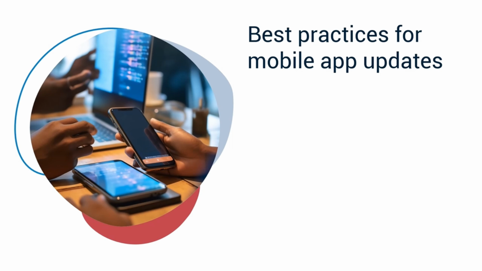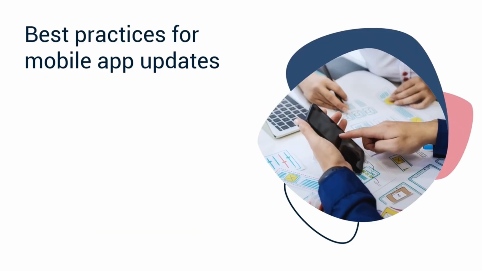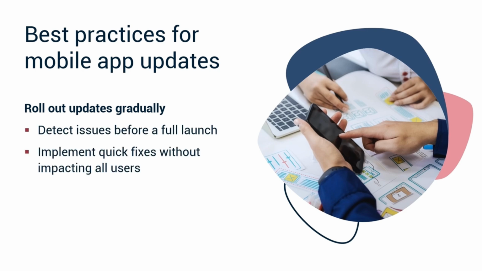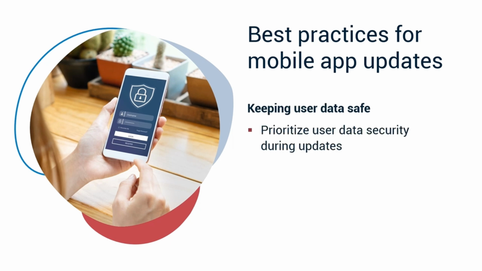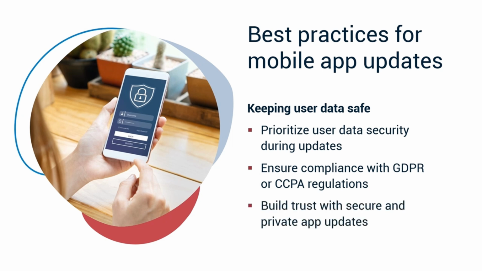Before rolling out an update, conduct thorough testing to ensure new features or fixes do not introduce new bugs. Conduct beta testing with a select group to collect feedback on potential issues before a full release. Consider rolling out updates gradually to a small percentage of users before making them widely available. This allows you to detect issues early and address them quickly without impacting all users. When making updates, be cautious about user data security. Ensure your app updates comply with data protection regulations like GDPR or CCPA. Users trust apps that prioritize their privacy.